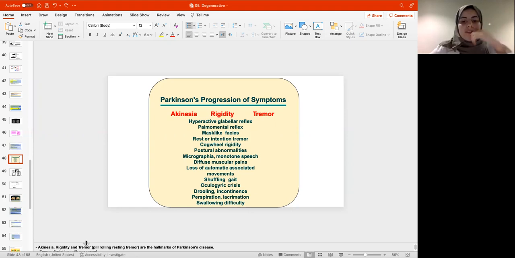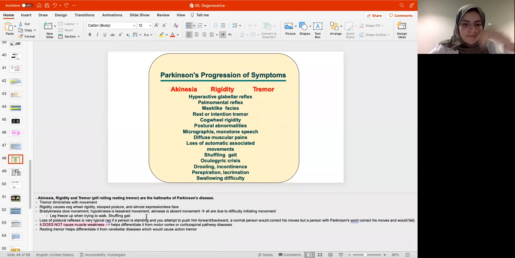It actually doesn't even affect the upper motor neuron. Oh, maybe it can affect, sorry. It can sometimes affect it, but it's mainly in the basal ganglia, substantia nigra specifically. It's affecting dopaminergic cells. It's not affecting motor neurons. Okay. So yeah, actually it doesn't even affect the upper motor neurons, my bad. So that's why it helps you differentiate it from motor cortex and corticospinal pathway diseases.